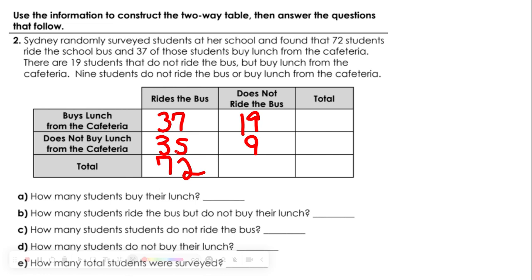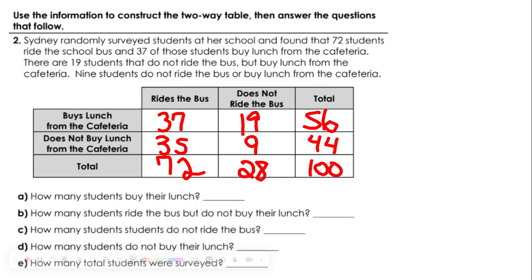Now I'm ready to finish up the rest of the table since all I need are totals. So 19 plus 9, that's everybody who does not ride the bus, is 28. Then I'm going to go across. 37 plus 19 is 56. 35 plus 9 is 44. Remember, I only want to add these other numbers one time. I can double check and make sure they match. So 56 plus 44 is 100, and 72 plus 28 should also be 100.